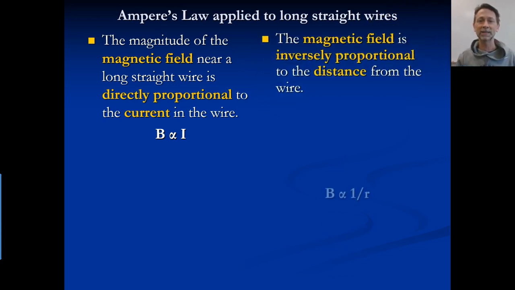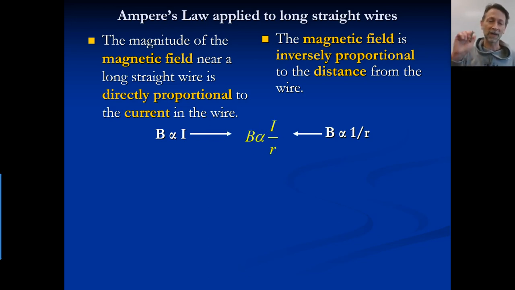The next thing he said is that as you get further and further away from the wire, that magnetic field drops off inversely. It gets smaller and smaller the farther away you get. That's where we have B proportional to 1 over r, an inverse relationship. Putting that together, he ends up saying that the magnetic field is proportional to I over r.